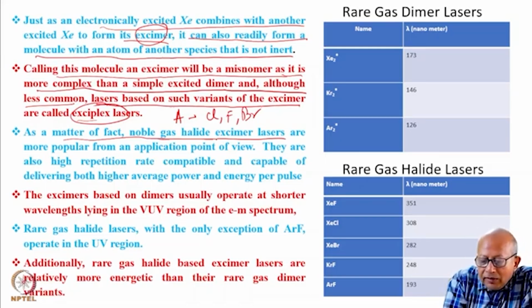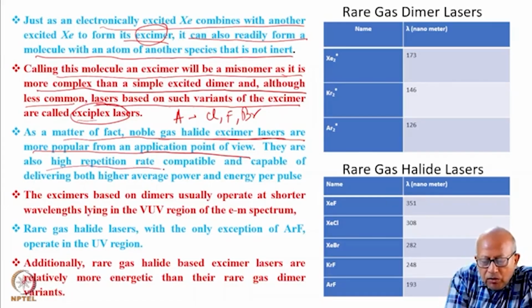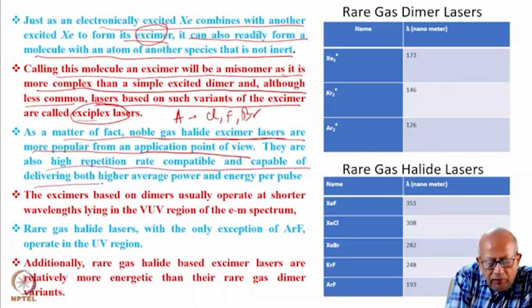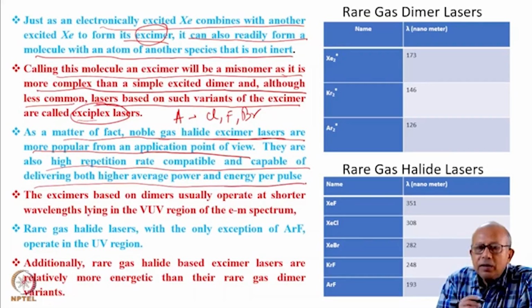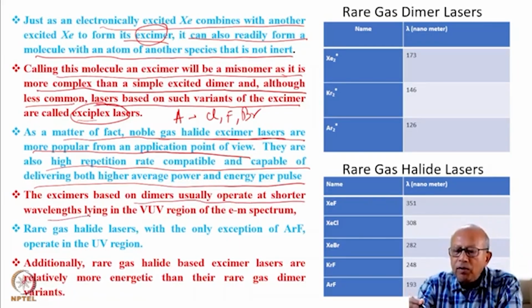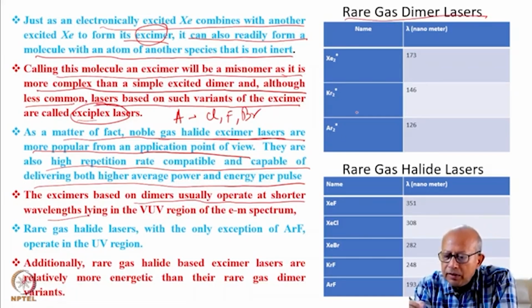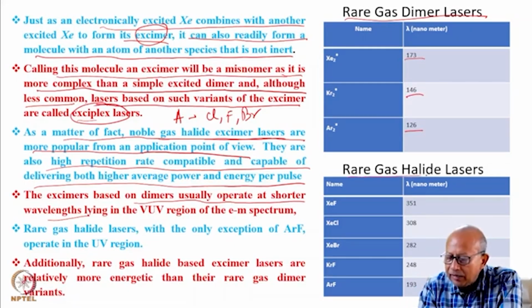So noble gas halide excimer lasers are more popular from an application point of view than excimer lasers. They are also high repetition rate compatible and capable of delivering both higher average power and energy per pulse. The excimers based on dimers usually operate at shorter wavelength, and these are some examples of rare gas dimer lasers, which shows different dimer lasers and their operating wavelengths. And these are some rare gas halide lasers and their operating wavelengths.